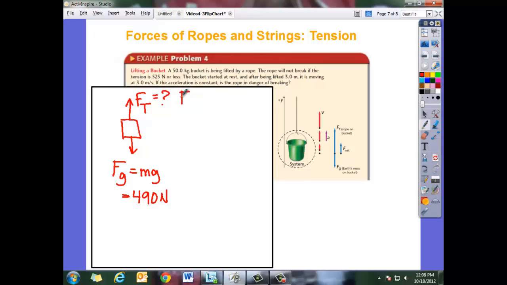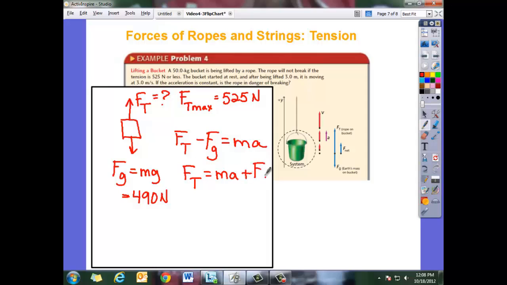Okay. The maximum tension is 525. If I exceed 525 newtons, my rope is going to break. So the second step after you draw your free body diagram is to sum the forces. Ft minus Fg equals ma. I know that I'm solving for Ft, so I'll rearrange. Ft equals ma plus Fg. Okay. At this point, I can't go any farther because I don't know the acceleration of the bucket. It just says it's constant.